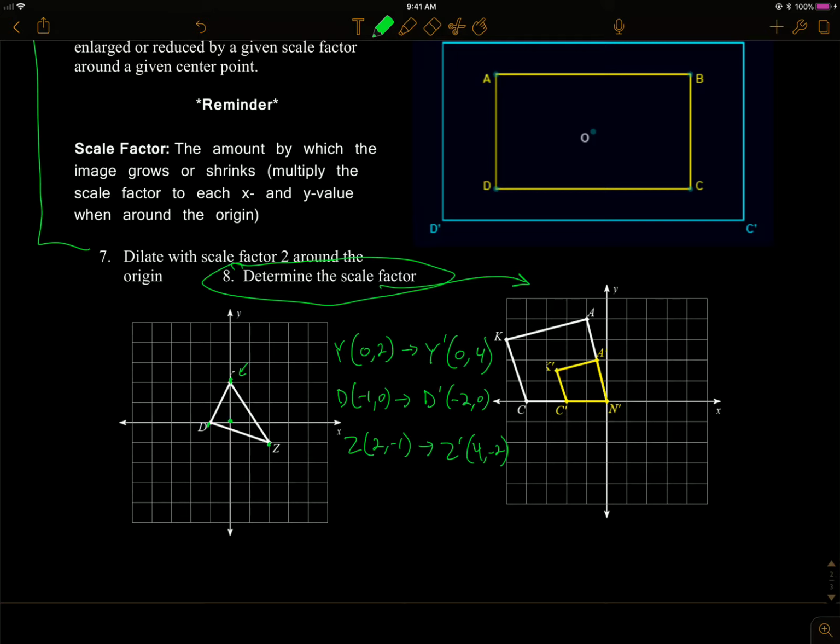So let's graph those points. 0, 4 is going to be my Y prime. D prime will be negative 2, 0. And Z prime will be 4, negative 2.